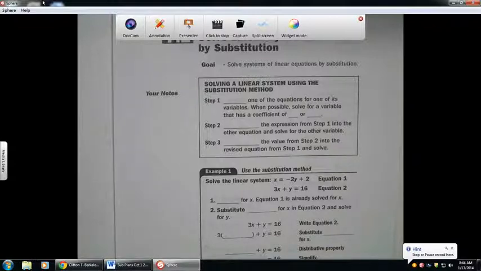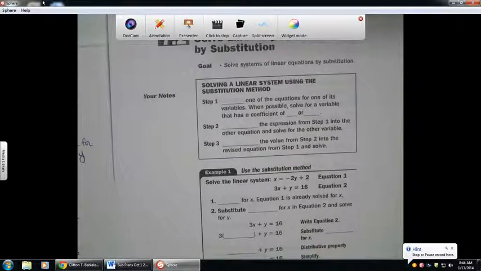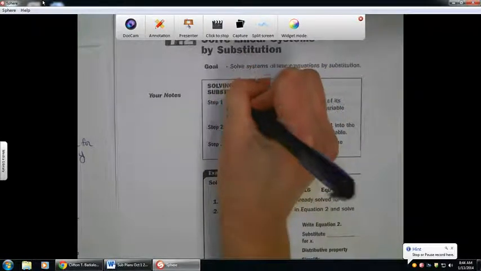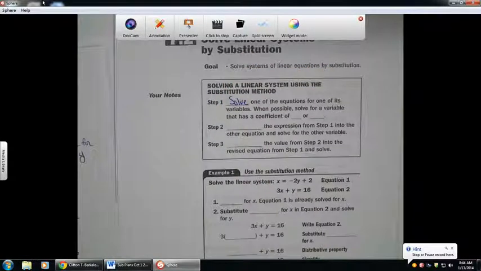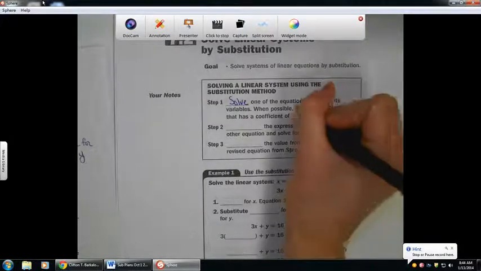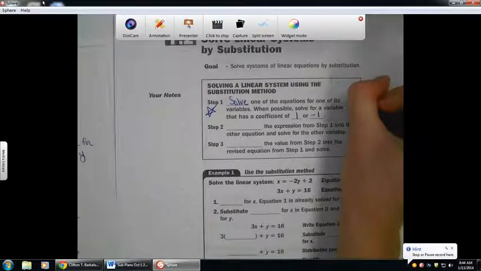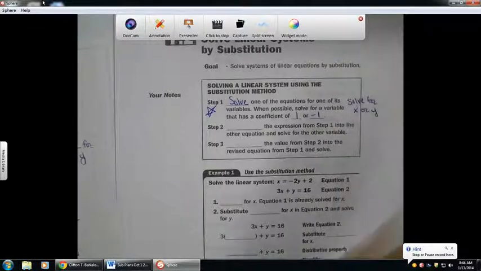and then solve. So our step one is to solve one of the equations for one of its variables. When possible, we solve for a variable that has a coefficient of 1 or negative 1. This is going to make it easier for you and less work. Okay, so you look for the equation that is easiest to solve for x or y. It doesn't matter which one, whichever one you feel would be easier.